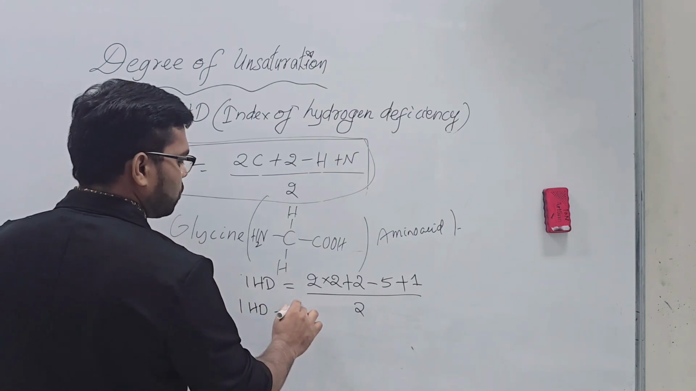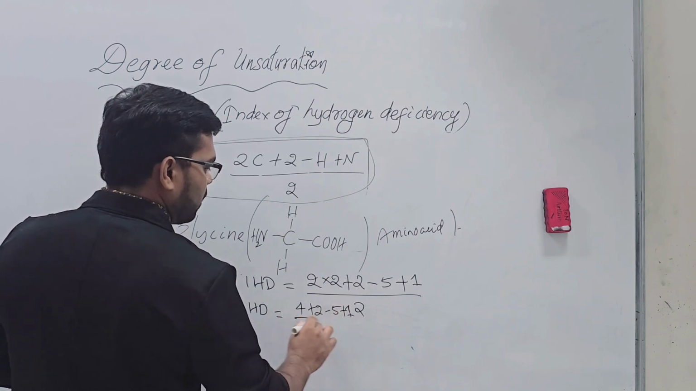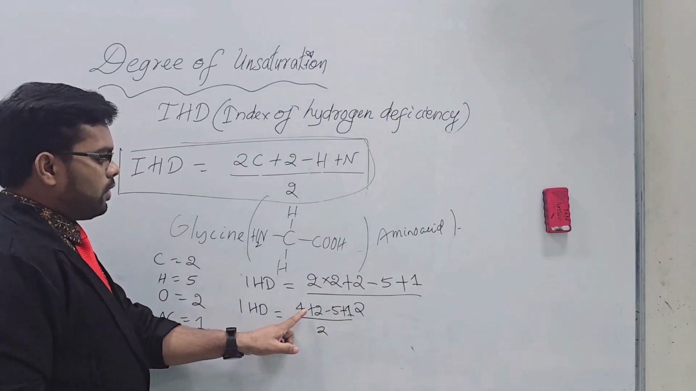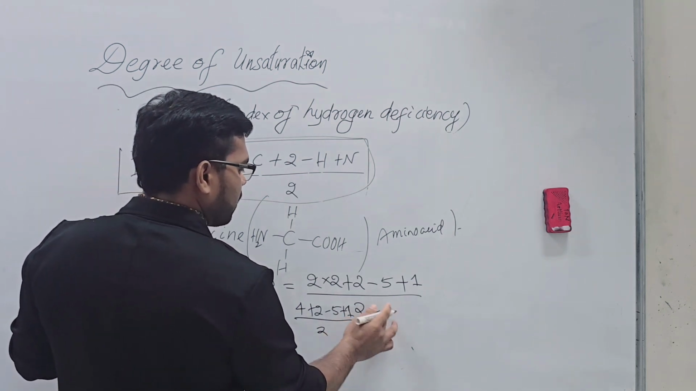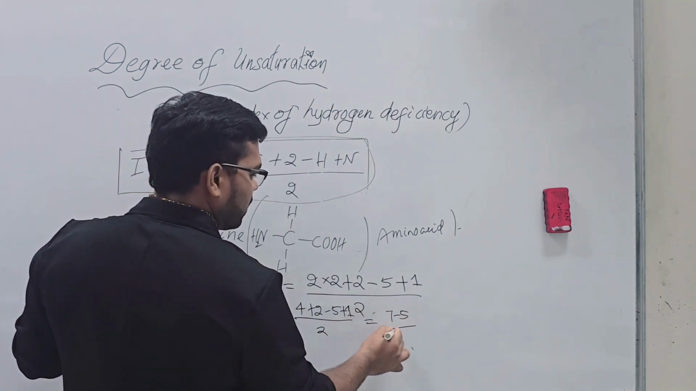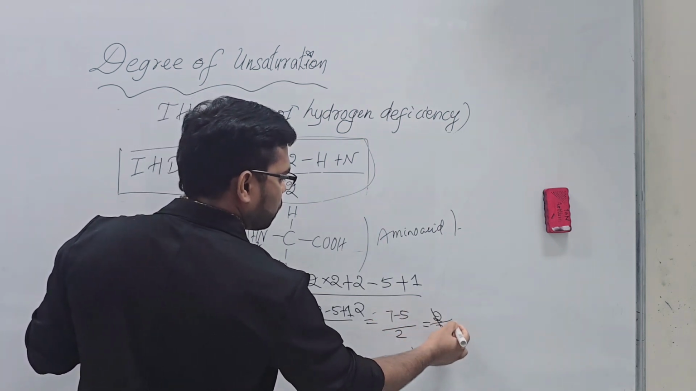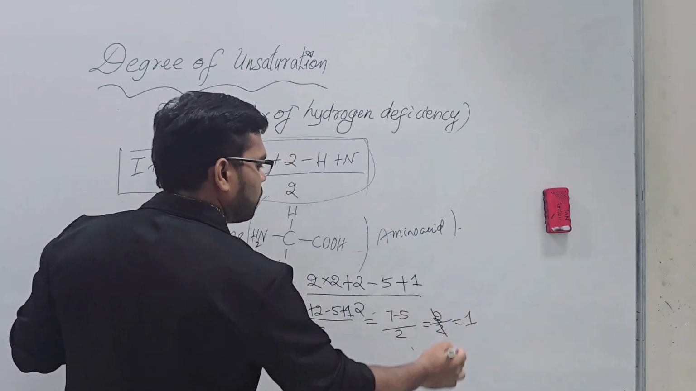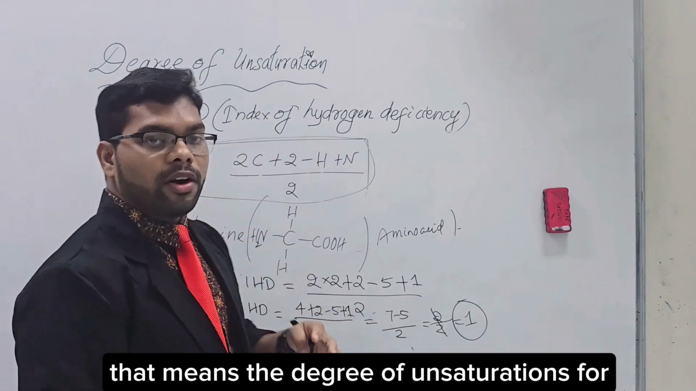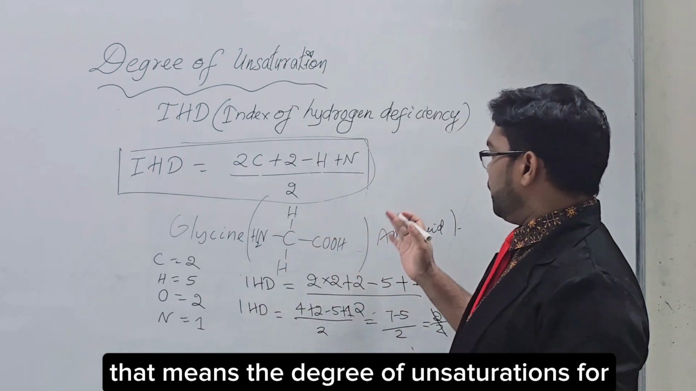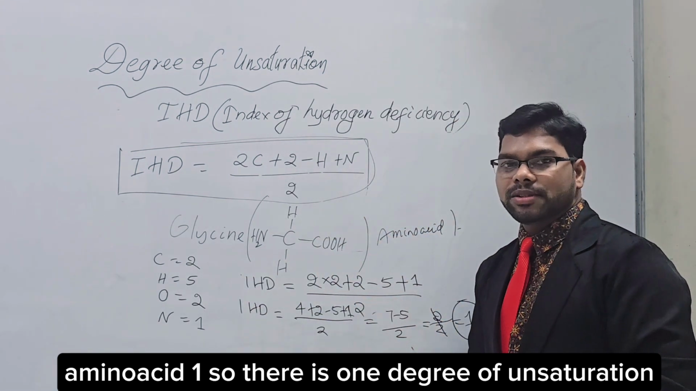2 times 2 is 4, plus 2, minus 5 plus 1, divided by 2. So here we have 6 plus 1, 7, minus 5. Okay, 7 minus 5 divided by 2. Yes, 7 minus 5 is equal to 2. 2 divided by 2. So if you divide, you're going to get 1. That means the degree of unsaturation for the amino acid is going to be 1. So there is 1 degree of unsaturation.